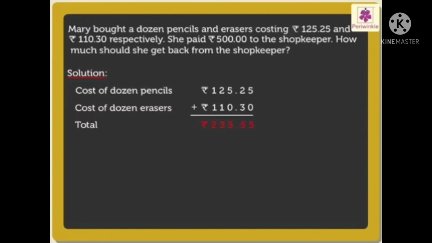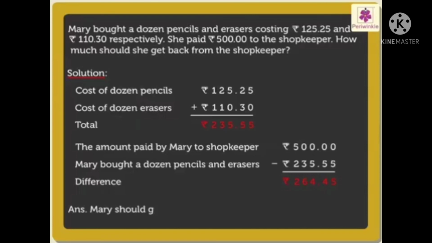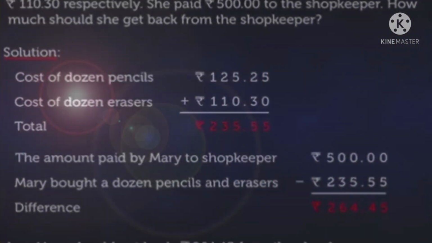Now, to find out how much Mary should get back from the shopkeeper, we subtract the total from the amount she paid to the shopkeeper. We write the statements as: the amount paid by Mary to the shopkeeper is 500 rupees. Mary bought a dozen pencils and erasers for 235 rupees 55 paise. Thus, we get the difference as 264 rupees 45 paise. Thus, Mary should get back 264 rupees 45 paise from the shopkeeper.